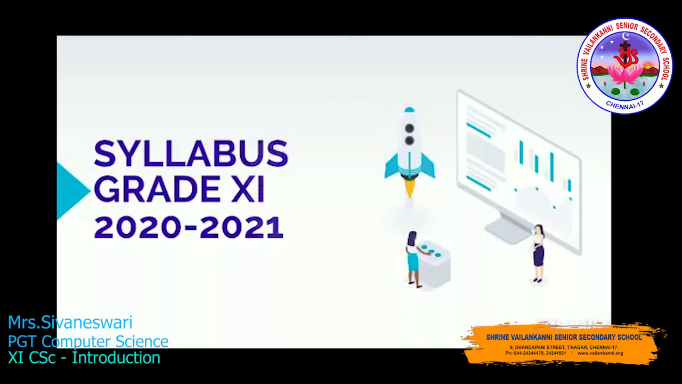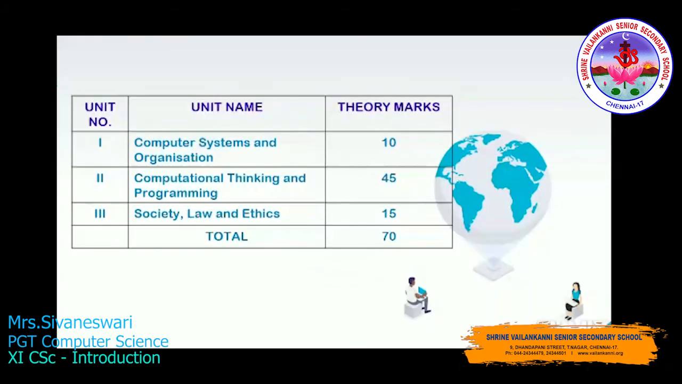Now let's get into the syllabus of grade 11 2021. We have 3 units. One is about the basics of computer, that is computer systems and organization, which covers around 10 marks in your board exam. Now comes unit 2, which is about the computational thinking and programming. That's nothing but the basics of Python programming. So it covers around 45 marks of your theory marks in board exam.